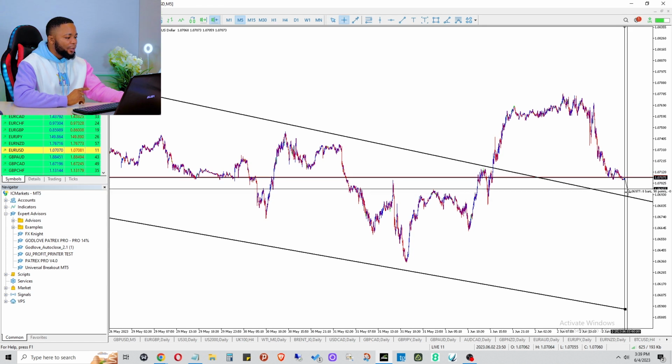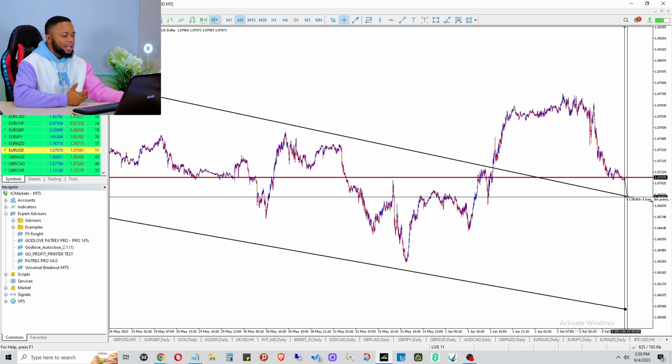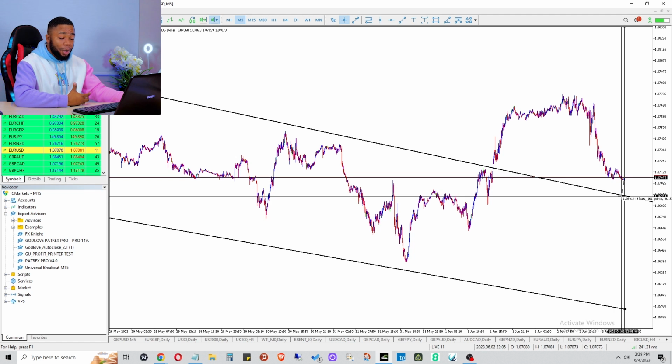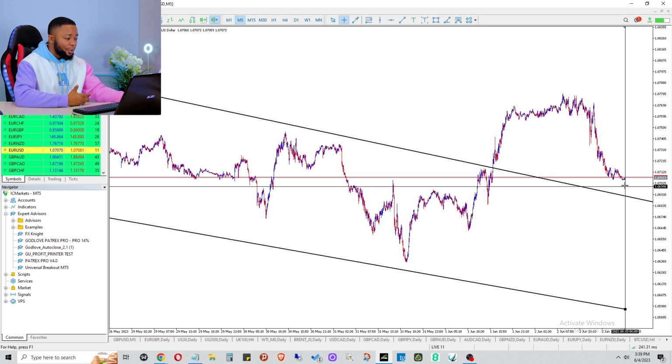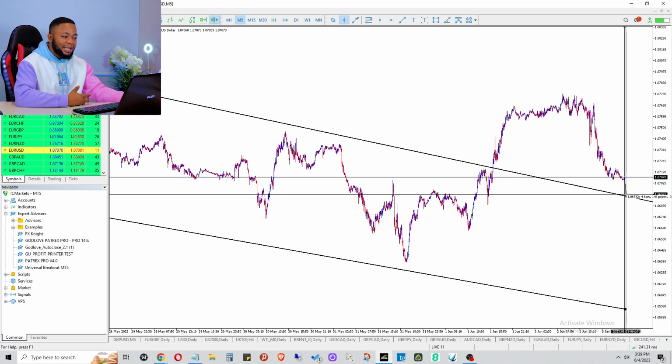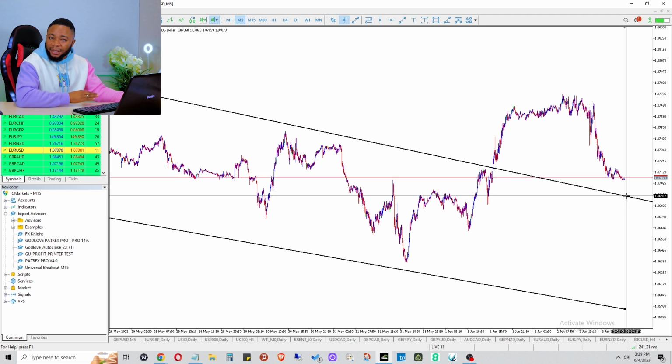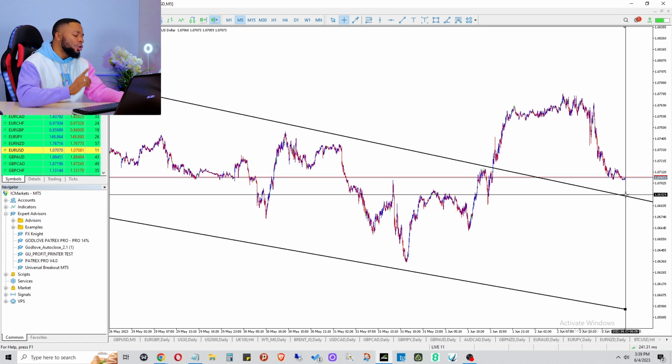So the market might open, and you see the market pushing down to this particular support, resistance, which has become our support. So as soon as the market pushes back down here, you should look to buy. You should buy Euro USD.